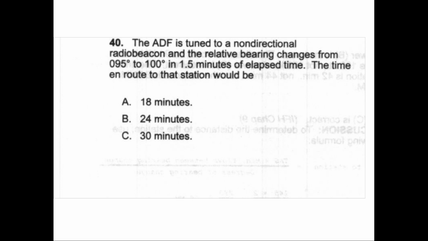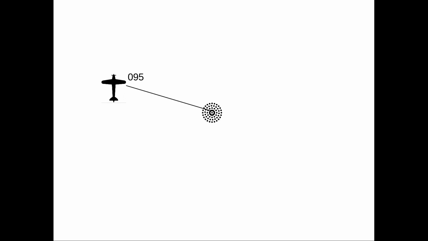So in this problem, you're told that you're not directly abeam the waypoint. You're close, but not quite abeam the waypoint. And you can figure that out because the relative bearing starts at 095 rather than 090. So what does that mean? That means if you draw this out using triangles, here's what you've got. You've got a plane that's flying from the 095 bearing to the 100 bearing, or relative bearing, and it takes 1.5 minutes.